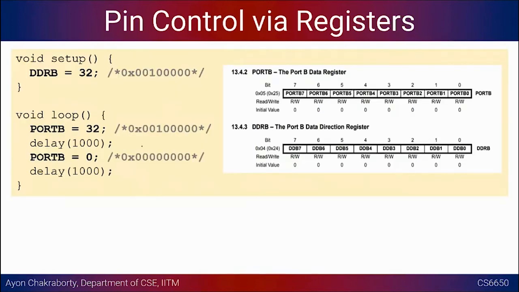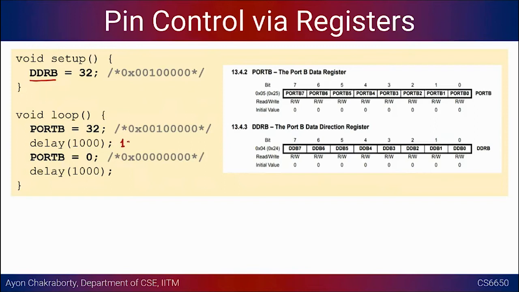So now we know the meaning of this data direction register. We are using this only once. So DDRB is equal to 32, right? And then apart from that, we also are setting the value of port B successively to 32 and 0, with a gap of 1000 milliseconds or 1 second.